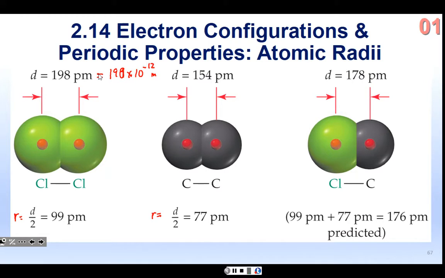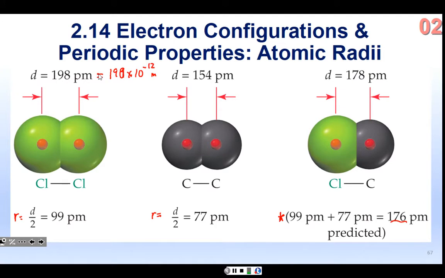And if you put them together into the same compound, a bond of one to the other, chlorine with carbon, you would predict that the distance between the nuclei should be essentially the sum of the radii combined. And so you predict 99 plus 77, which gives you 176 picometers, and the actual measured distance is 178. Comes out pretty close. It's a reasonable way of approximating these things. So we can use atomic radii to get a perspective on the sizes of molecules and things like that.